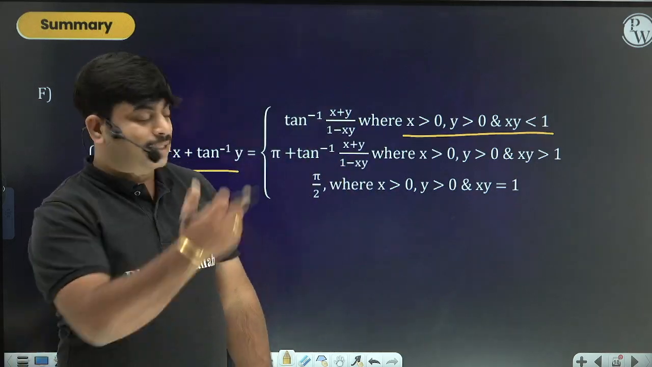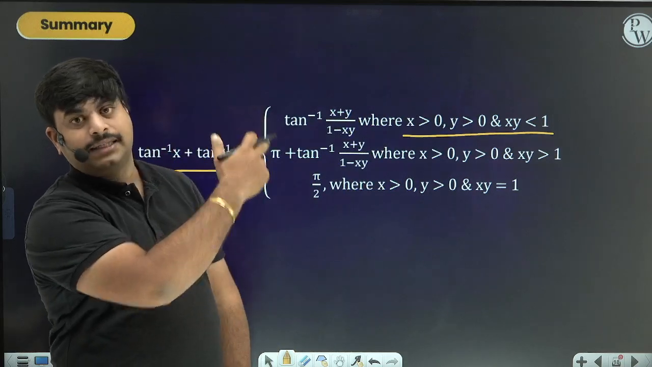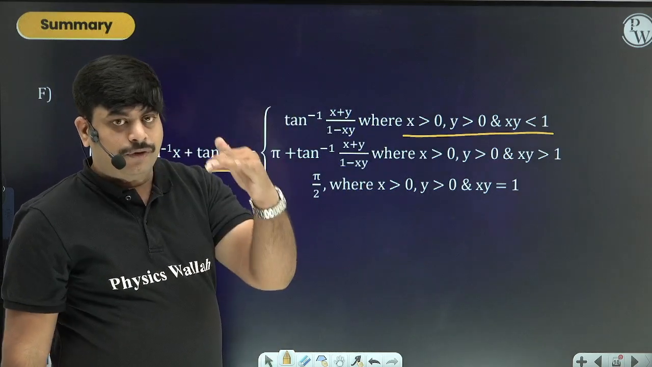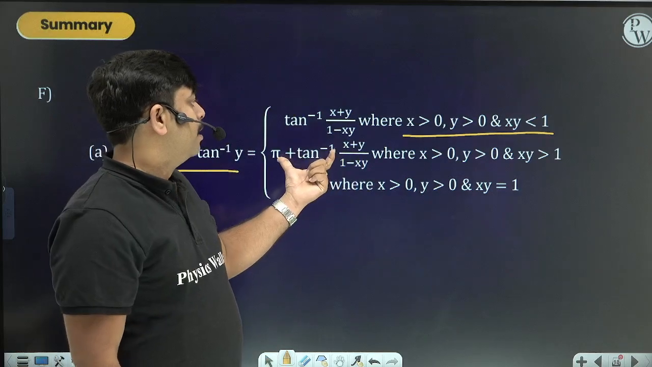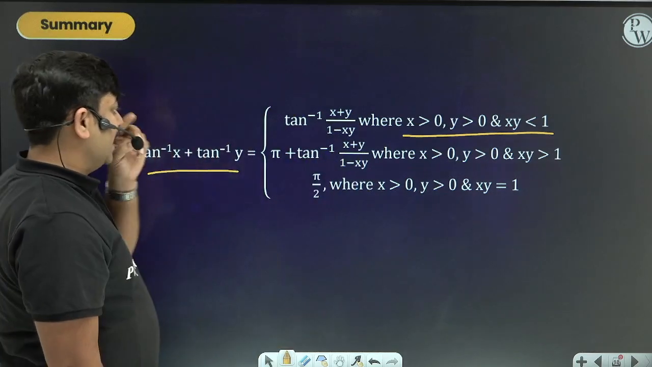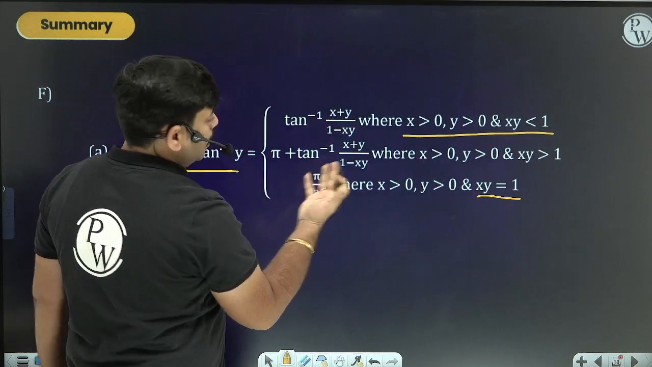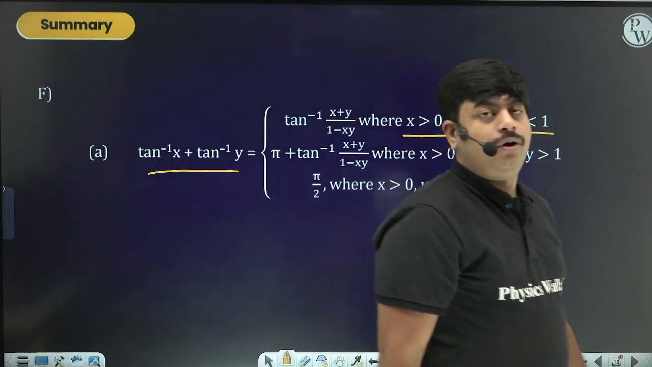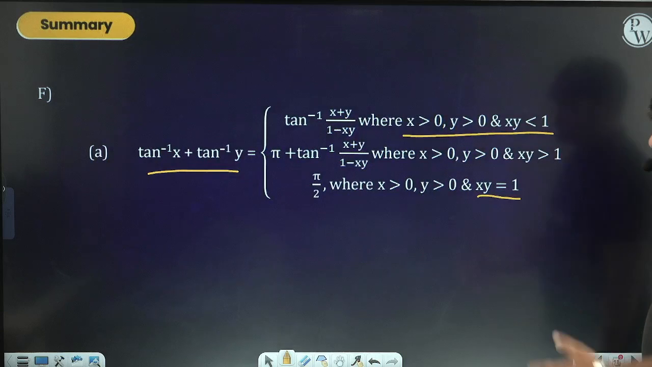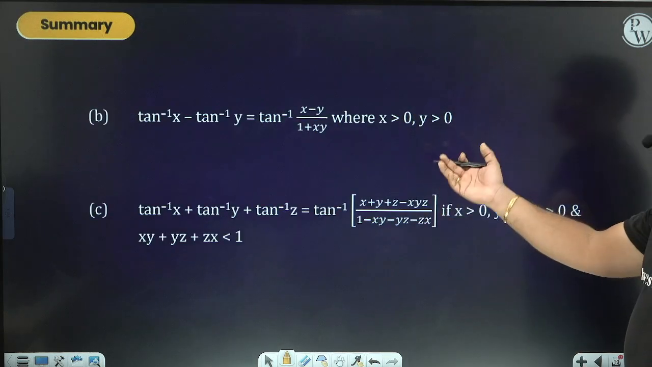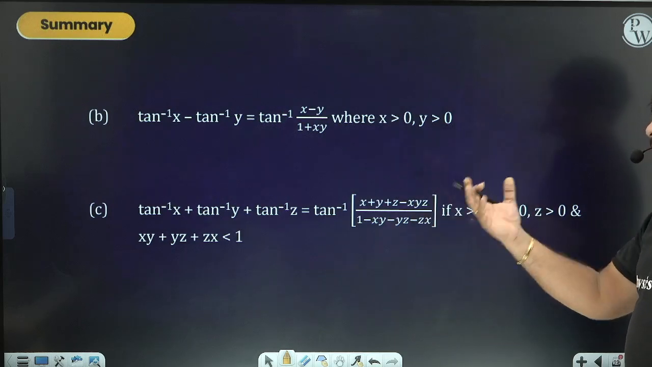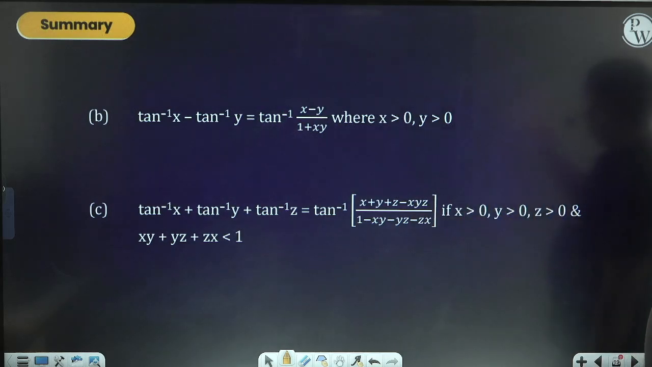Just like I told you, the graph of tan inverse of tan X, we are having 3-4 verticals in the same way here. And when xy is equal to 1, remember, denominator becomes 0, and we will get undefined, or in other sense, the angle related for that will be pi by 2. Okay, so tan inverse x minus tan inverse y, tan inverse x plus tan inverse y plus tan inverse z, when we are having 3.